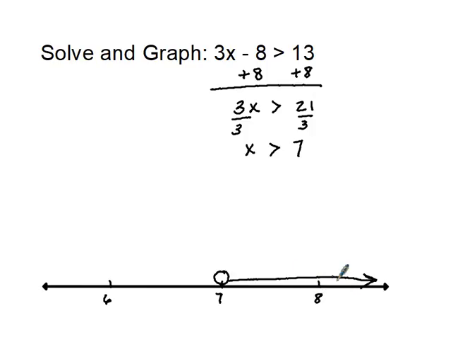If you're not sure which side to shade, if you get your answer written in this form where the variable is first and your number is second, you can use the inequality sign as a guide, because this looks like an arrow that's pointing to the right. So that's one of the tips that I use to help me decide to shade to the right. All right, so let's look at another one.